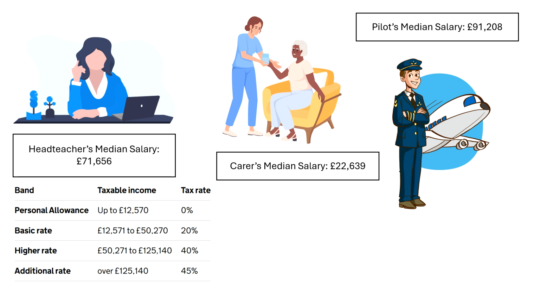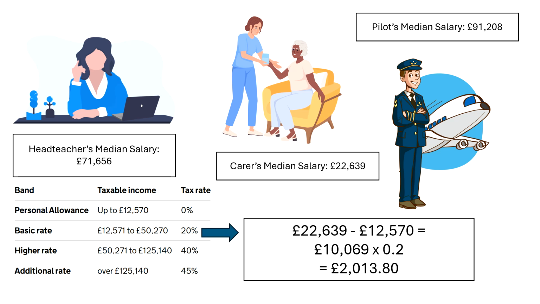So first of all, let's look at the carer. The carer is on £22,639, so they remain within the basic rate. They do not exceed that amount of £50,270, so we're just focused on that tax rate of 20%. But remember, the first £12,570 is tax-free. So all we simply need to do is get our £22,639 and subtract £12,570 to make sure we tax that first pound, times it by 0.2, and we get £2,013.80.